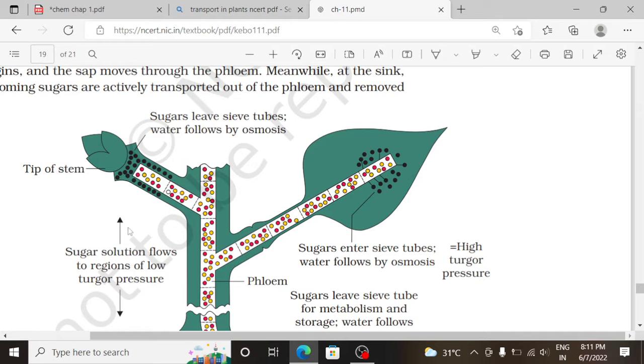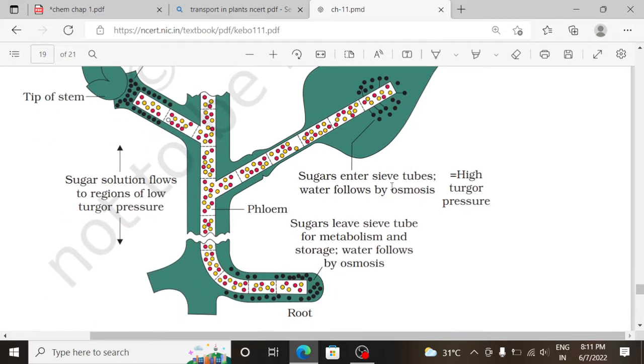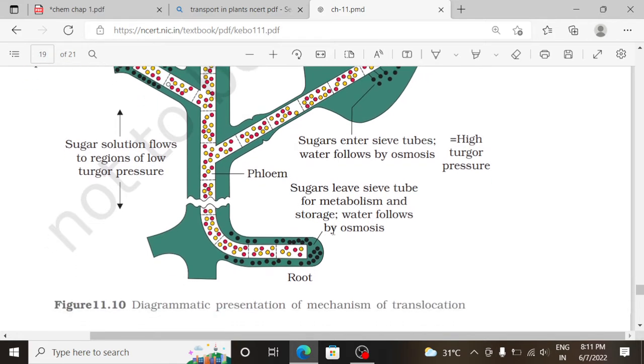sugar solution flow. See, this is the tip of the stem. Sugars enter sieve tubes, water follows by osmosis. These are the sugars, and the black molecules shown are the water. High turgor pressure. This is the phloem. Sugars leave the sieve tube for metabolism and storage. Water follows by osmosis. This is the root.